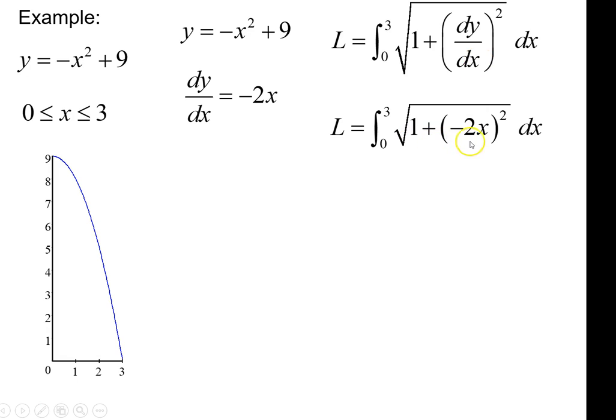So that's 1 plus negative 2x squared, which is 1 plus 4x squared. Now, I want to point out this is actually not an integral you can do by hand at this point. We're going to get into more integration techniques when we get to Chapter 8. But for now, just take my word for it.